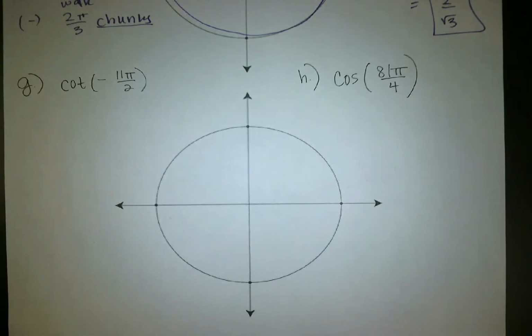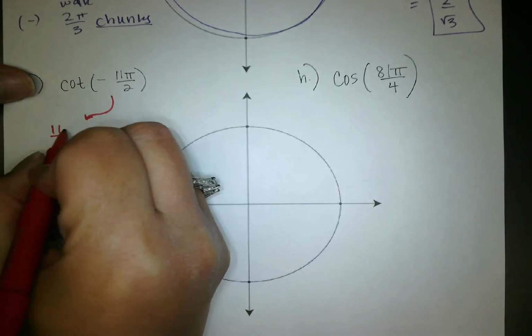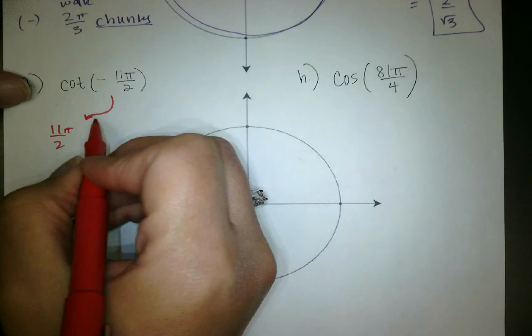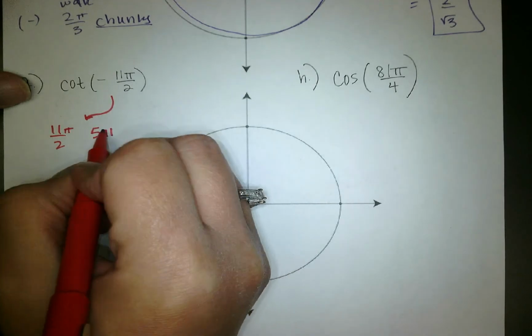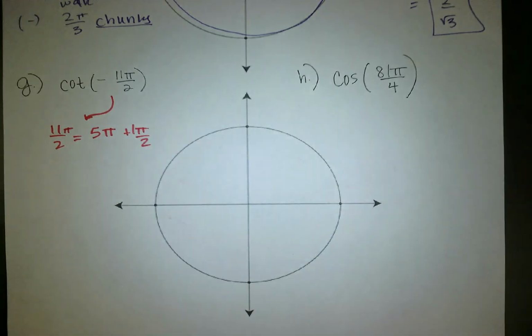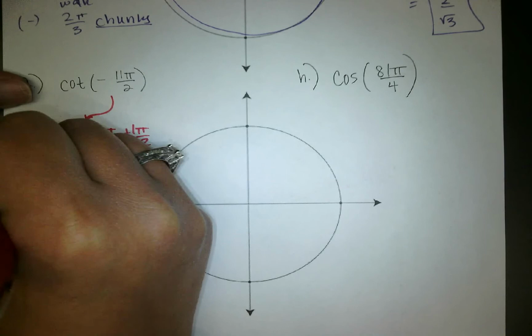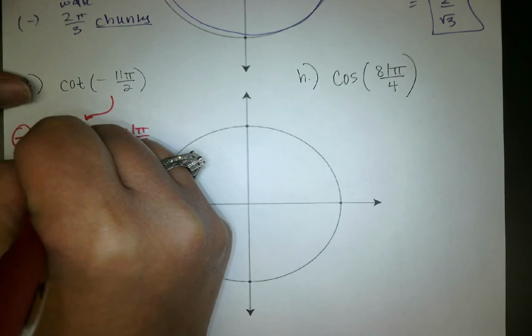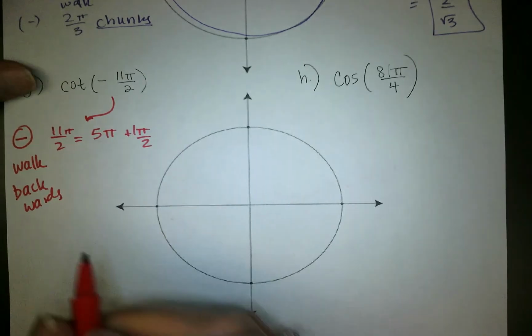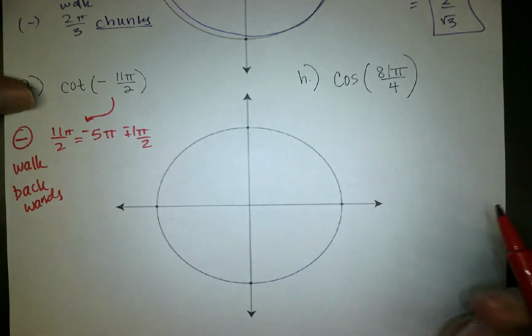Alright, here we go. Cotangent of negative 11 pi over 2. So that is 11 over 2 pi, so 2 goes into 11 five times, so 5 whole pi's plus pi over 2, a half a pi. Okay, and this is negative, so we're going to walk backwards.